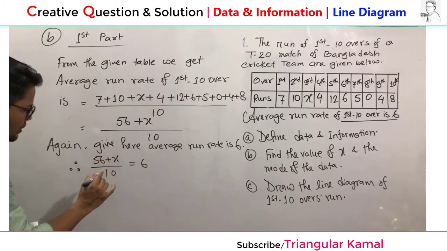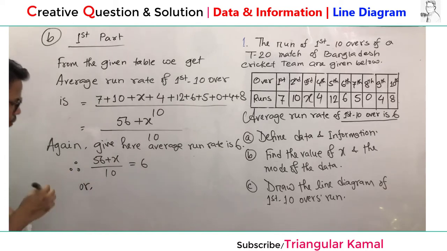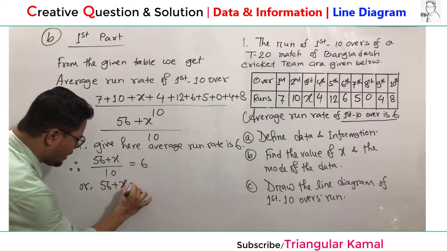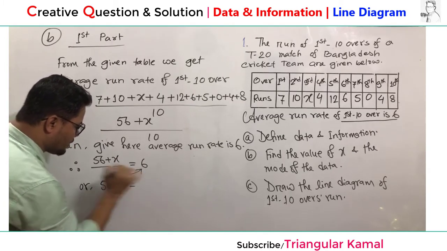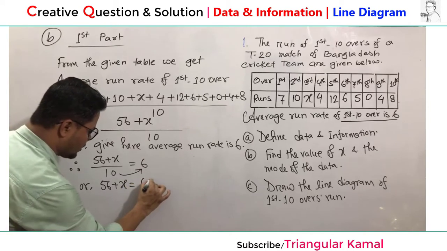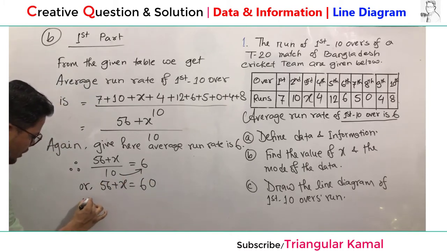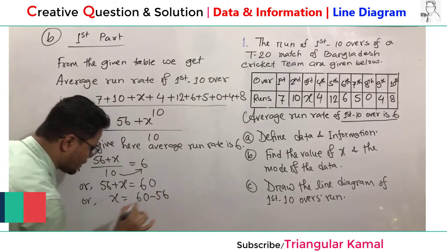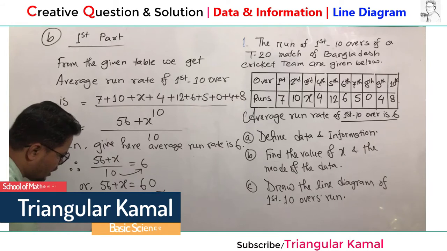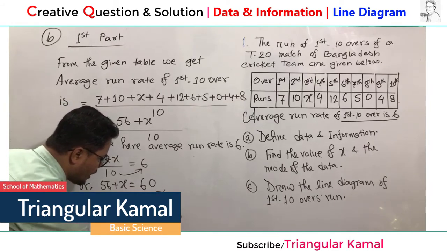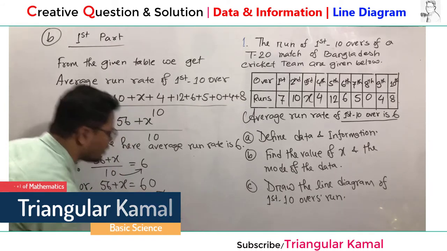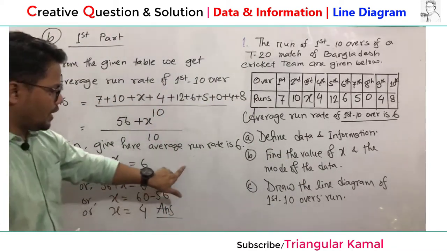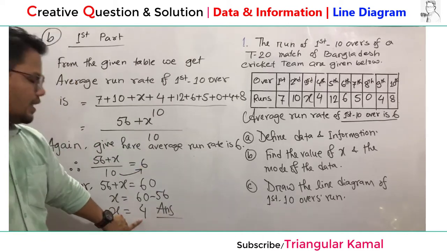Now do cross multiplication here. This one will be 56 plus x, and 10 multiplied by this 6, you will get 60. Then x equals 60 minus 56. Now do the simple calculation here, x equals 4, and this is our answer. Find the value of x: the value of x is 4.